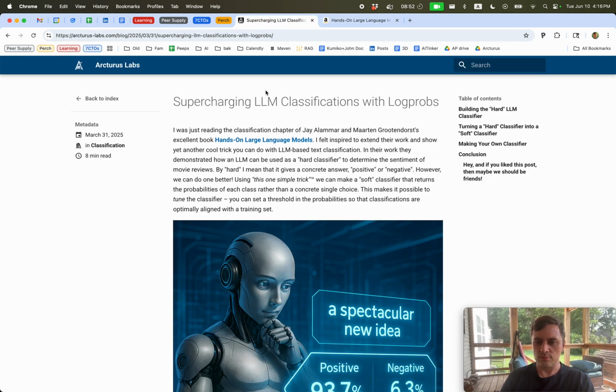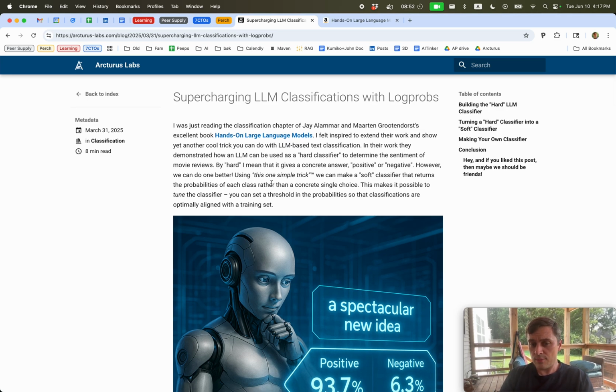But one of the real simple little ideas in the book, my mind got carried away, and I decided to expound upon the idea and create something just a little different. The idea is pretty simple. Basically, as you can probably know, you can take a large language model and use it to build classifiers. A sentiment classifier is pretty easy. You just say, take a look at this text, figure out if it's positive or negative, and then just spit out the word positive or negative.